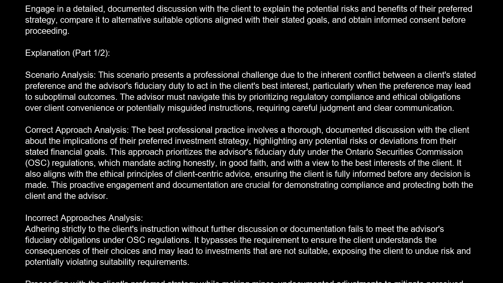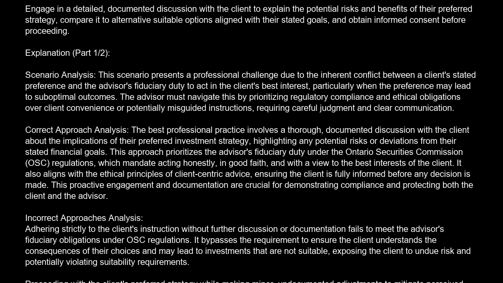The correct answer is B. Engage in a detailed, documented discussion with the client to explain the potential risks and benefits of their preferred strategy. Compare it to alternative suitable options aligned with their stated goals, and obtain informed consent before proceeding.